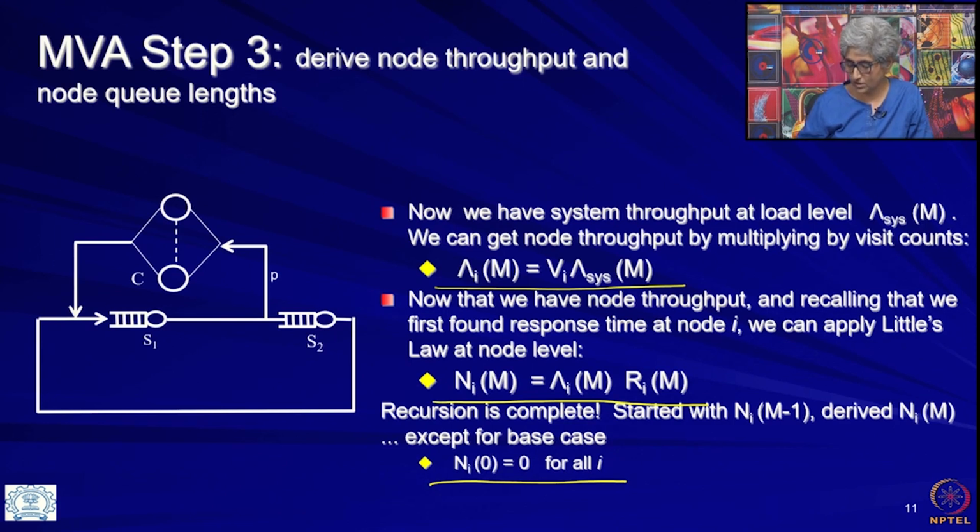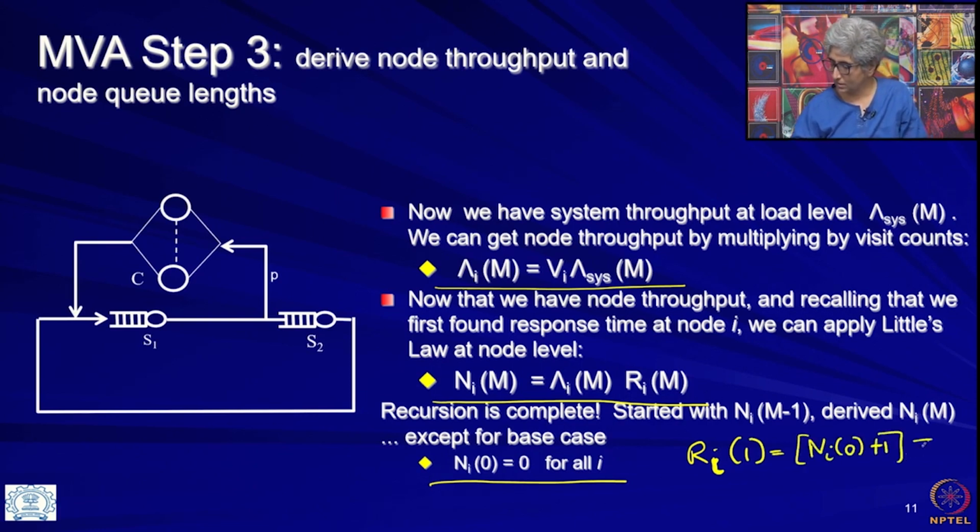N_i(0) is going to be 0 for all i, and then we start from this and go on to get R_i(1). With just one customer, R_i(1) will be equal to (N_i(0) + 1) times tau_i, and as expected N_i(0) is 0, so you get tau_i. So with one customer in the system, all the response times are simply equal to the service times, and that is what the recursion tells you also.